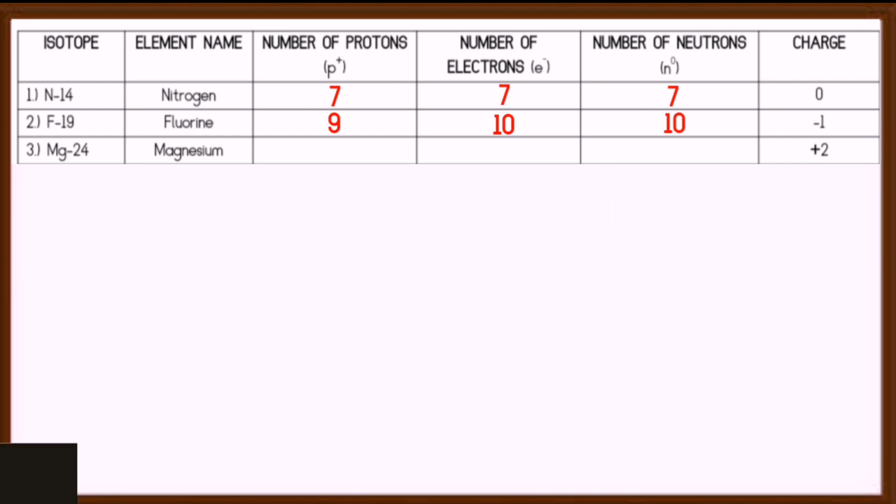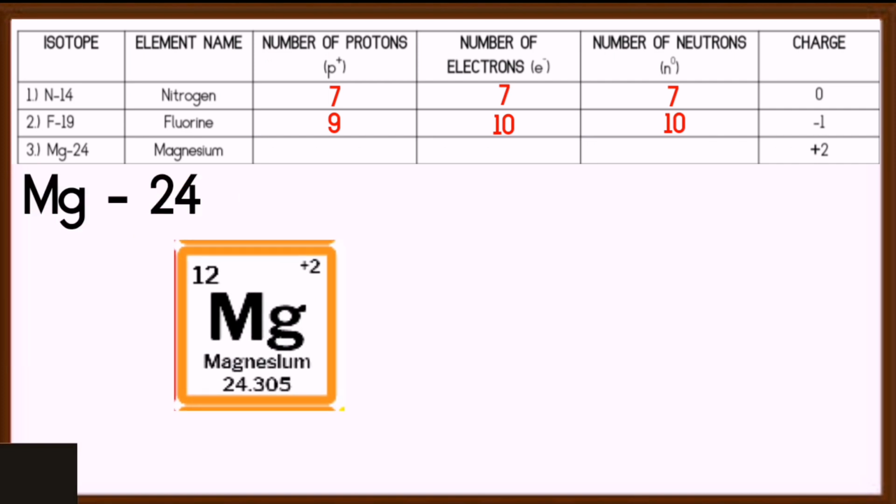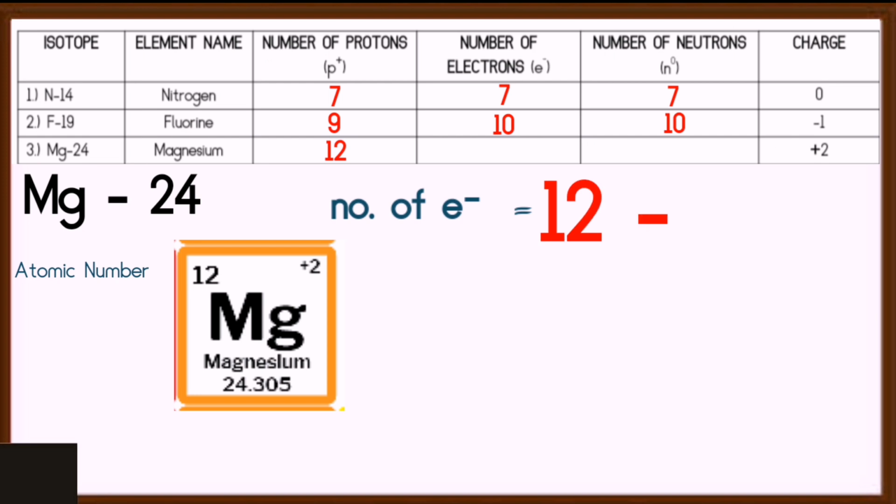And for the last example, Mg24. Mg is the symbol of the element magnesium. In the periodic table, the atomic number of magnesium is 12. Therefore, the number of protons is 12. For the number of electrons, magnesium has an atomic number of 12 minus the charge, which is positive 2, so the answer is 10. Therefore, the number of electrons for magnesium is 10.